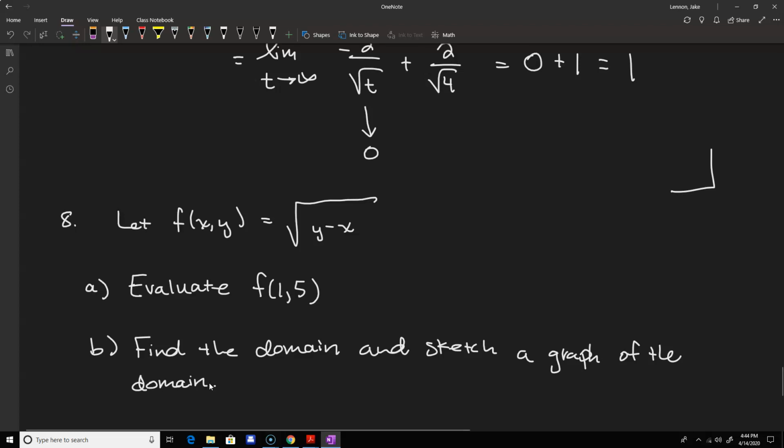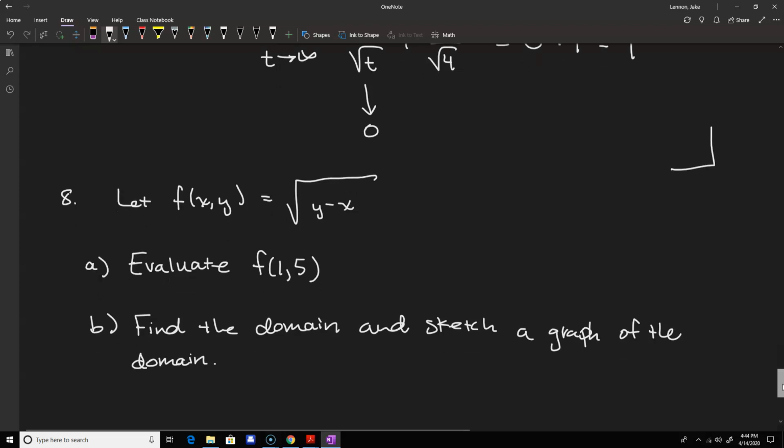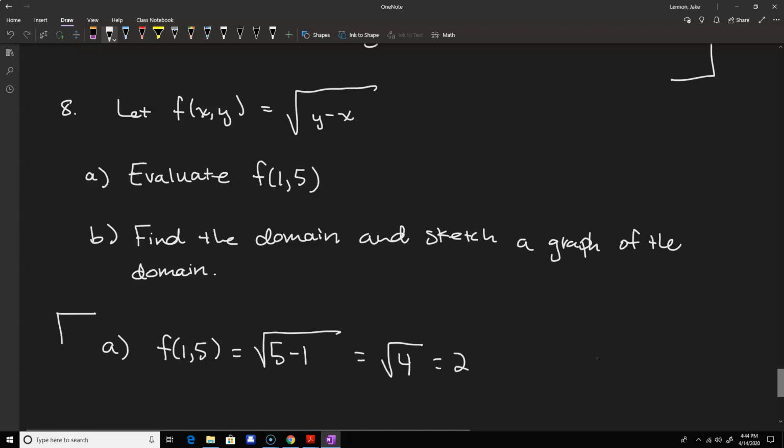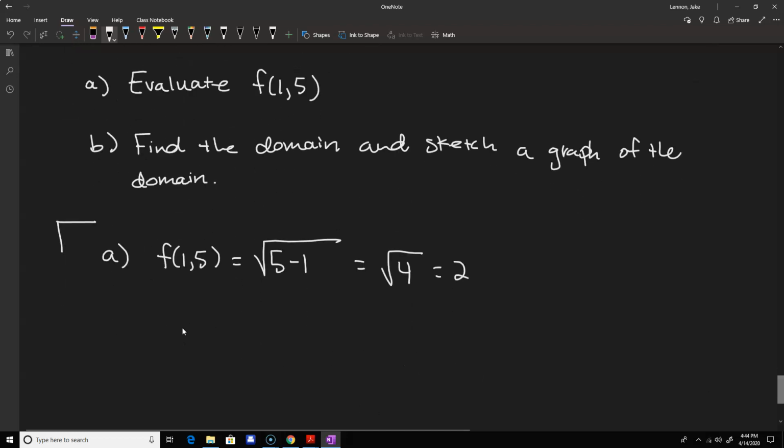So this is just a basic understanding of how to deal with a two-variable function. Really a pretty simple problem. For a, we just plug in the numbers, so f(1,5). 5 replaces y and 1 replaces x, so we get the square root of 5 minus 1, which is the square root of 4, which comes out to 2. So basically our answer is z equals 2. If we want to think of that as an ordered triple x, y, and z, if you were to graph this, the point would be (1, 5, 2).